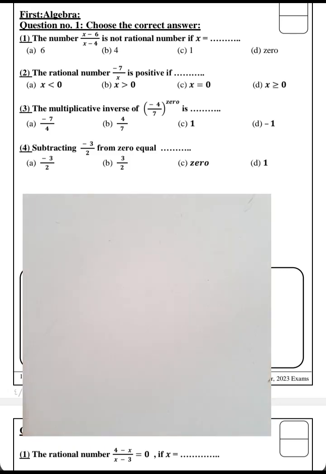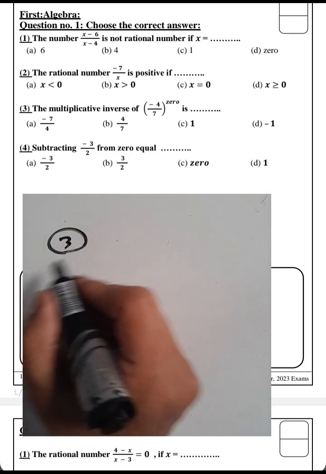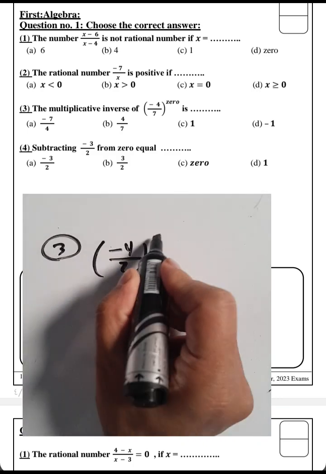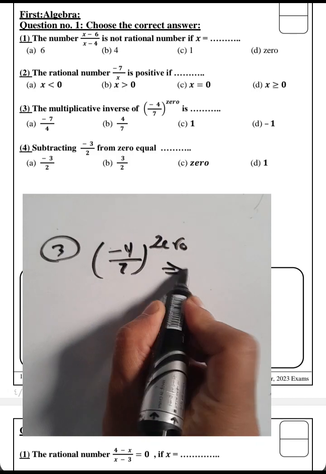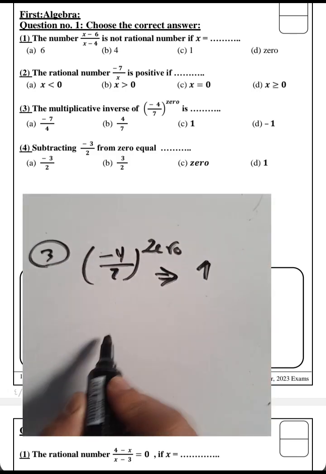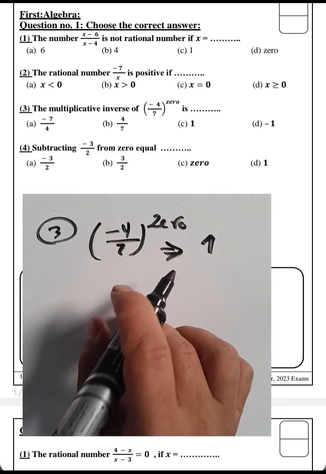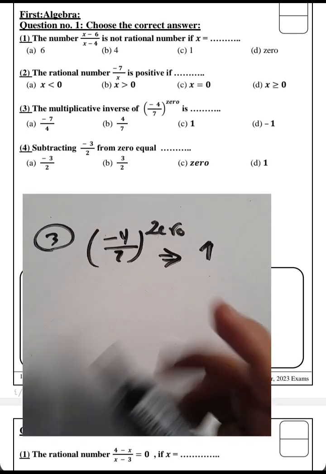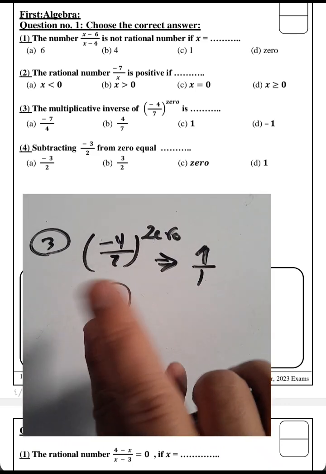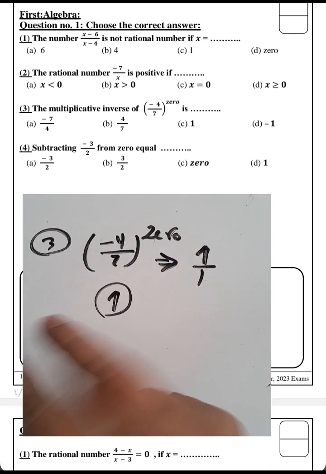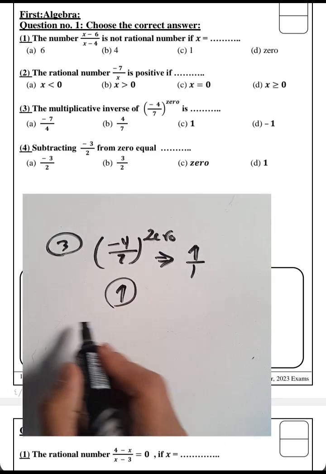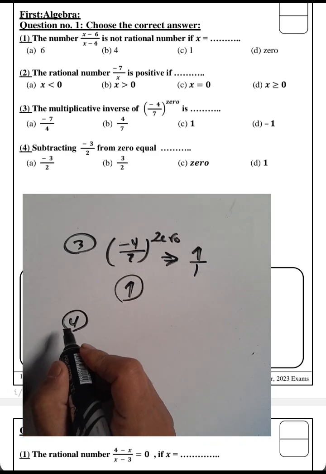Okay. Question number 3. The multiplicative inverse of (negative 4 over 7) to the power 0. First step, we know this term, (negative 4 over 7) to the power 0, will be 1. But he wants to find the multiplicative inverse. The multiplicative inverse of this number will be 1, because 1 equals 1 over 1, and we can swap the numerator and denominator here. The multiplicative inverse of 1 will be 1. Choose letter C.